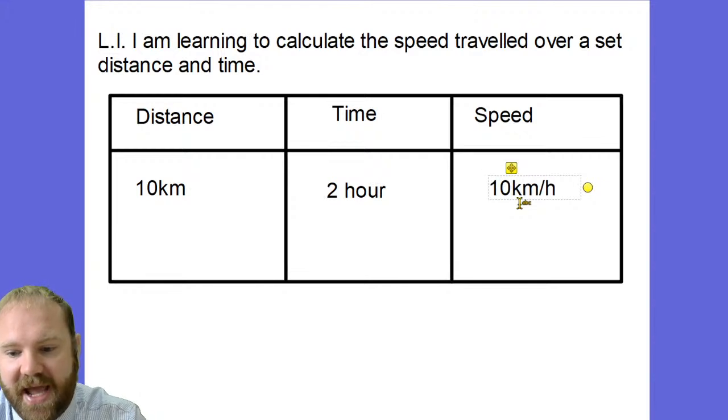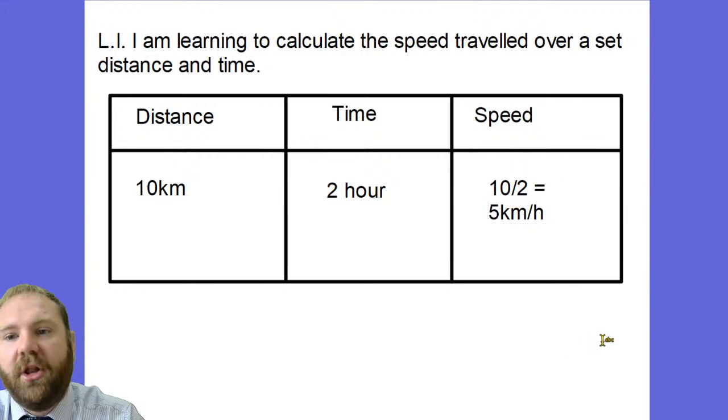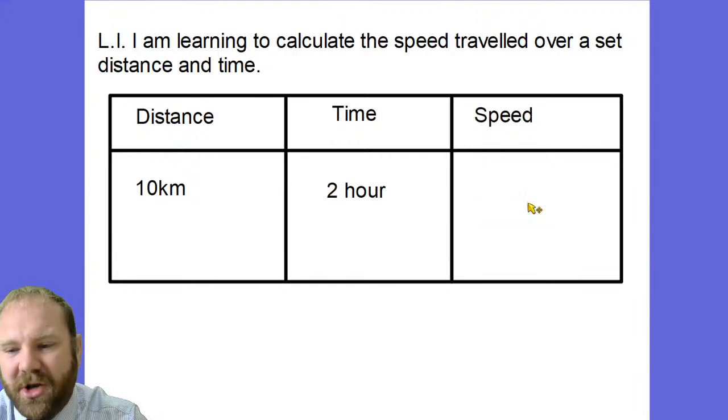So it's actually 10 divided by 2, and that tells us that it's 5 kilometers per hour. 5 kilometers per hour. That's it. That's easy. So let's just do a couple more of these. So we know that it's basically the distance divided by the time. Okay, speed is distance over time.